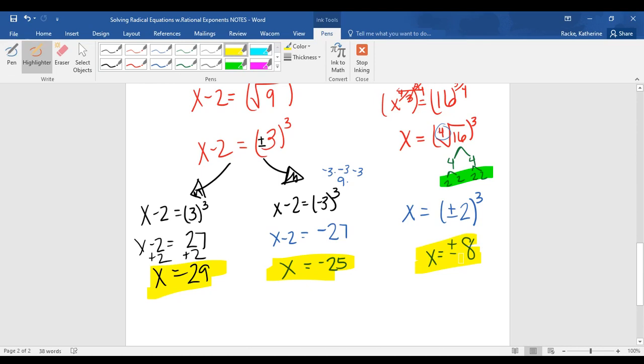And that is how you solve radical equations with rational exponents.